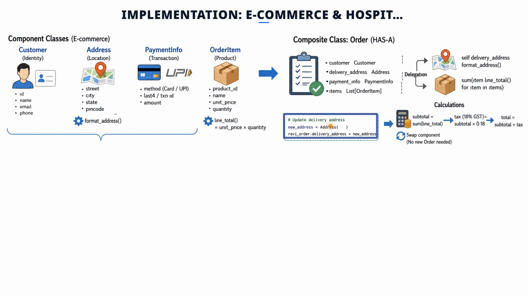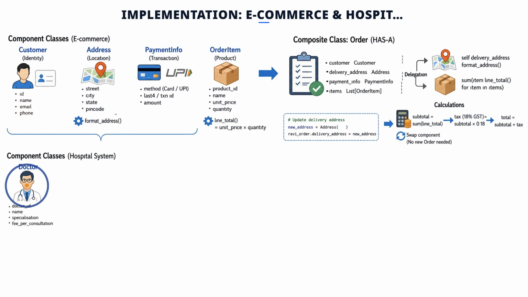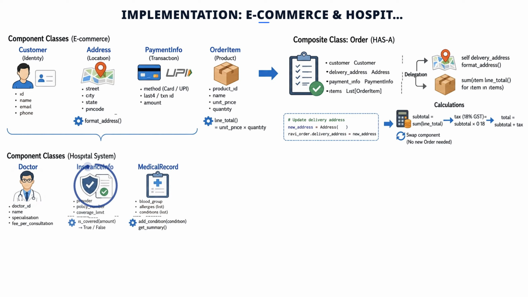Now, to apply these concepts to another domain, consider building a patient management system for a hospital. Just like before, you begin by creating independent component classes, shown down here. These include a doctor class for medical staff, an insurance info class that includes a handy method to check if a treatment is covered, a medical record class to track allergies and conditions, and an appointment class for scheduling.